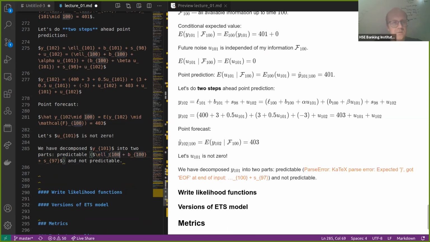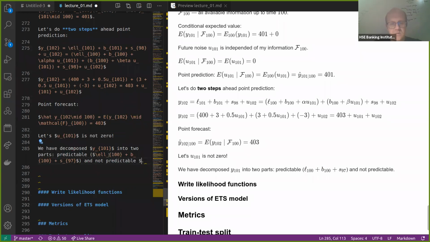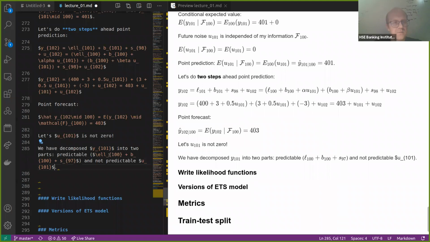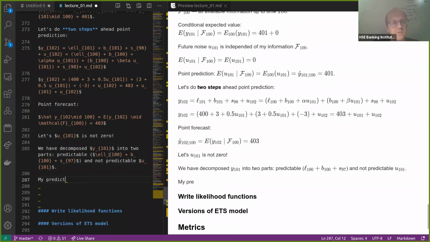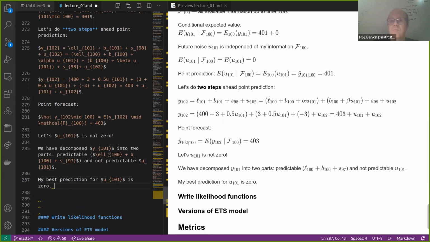Just and not predictable. U101. So this is the logic of the ETS model. We have decomposed it. I do not pretend that U101 will be 0, but my best prediction for U101 is 0. Yeah, I will be wrong there, but I can do nothing.